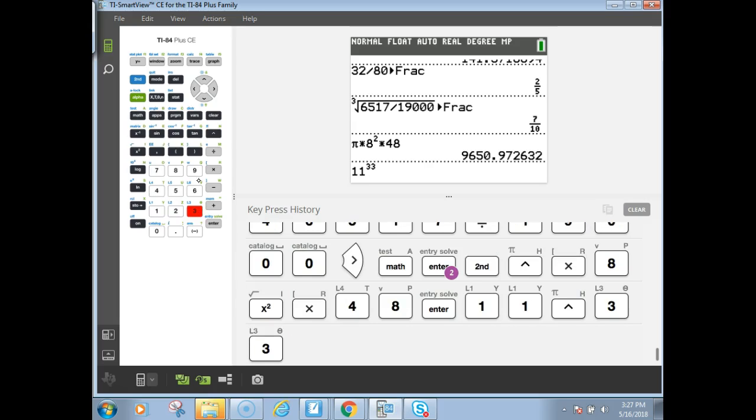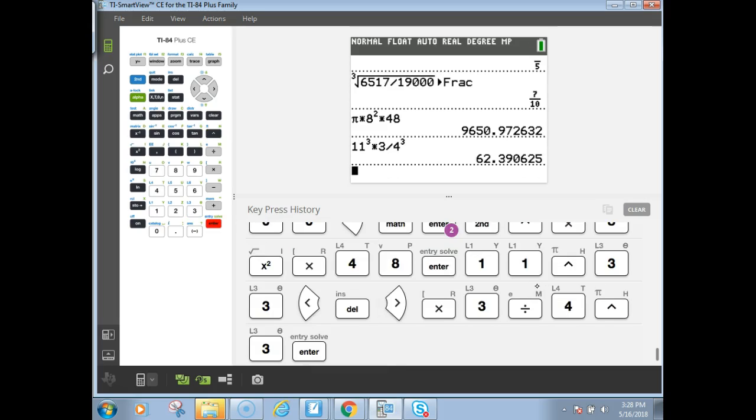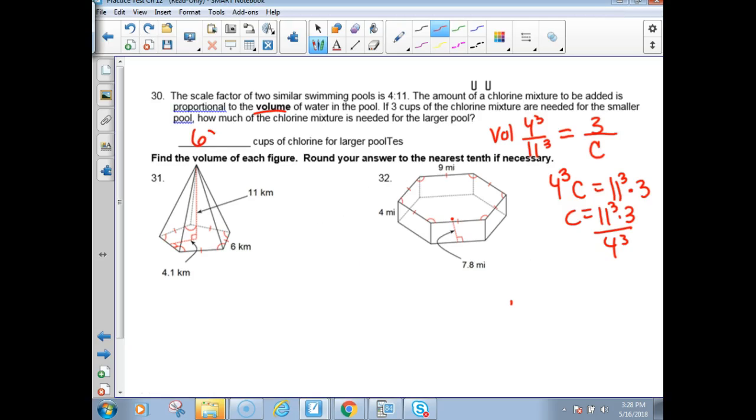Oh no, I did 33. That would be ginormous. Okay, get out of there. What was I multiplying? I can't remember now. Times, I gotta pay attention here, 3 divided by 4 cubed, right? There we go. Where's my arrow? 62.4 cups. A lot of chlorine.